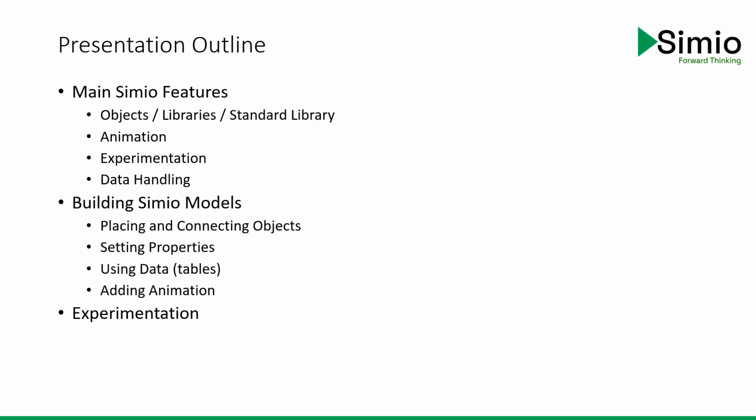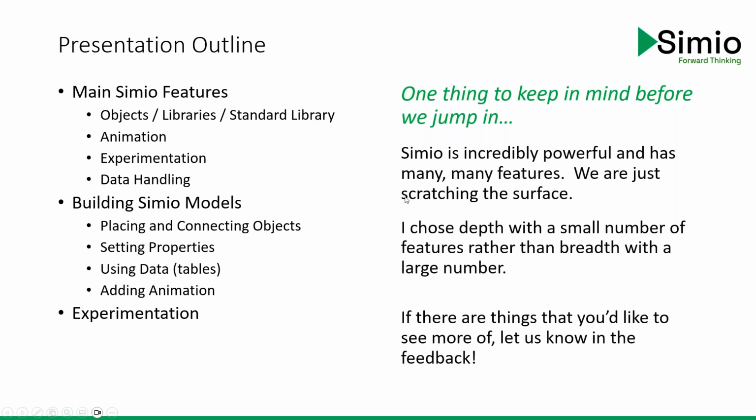When we talk about building Simio models, especially when you are new to Simio, it's basically comprised of placing and connecting Simio objects, setting property values for those objects, using data, either directly entered or through data tables, and then adding animation. Once we have models, then we use those models for experimentation, decision-making, planning, scheduling, and so on. So that's the basic structure of what we use that for.